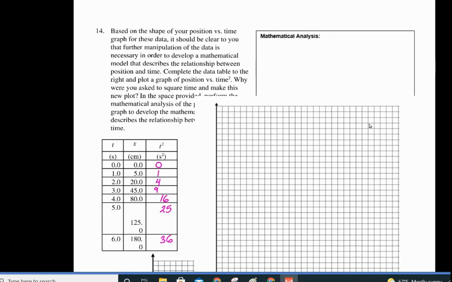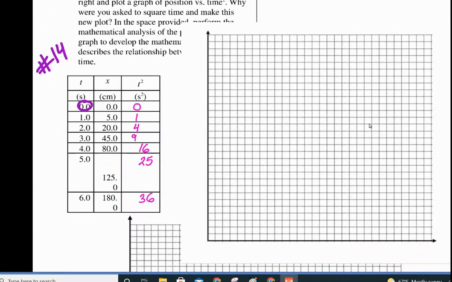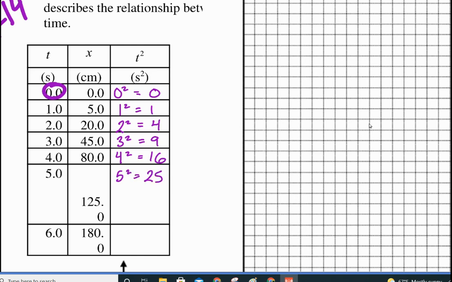So for the next one, this is number 14. That t squared column, you just take the times and you square them. So I'm going to rewrite this. So 0 squared is 0, 1 squared is 1, 2 squared is 4, 3 squared is 9, 4 squared is 16, 5 squared is 25, and 6 squared is 36.